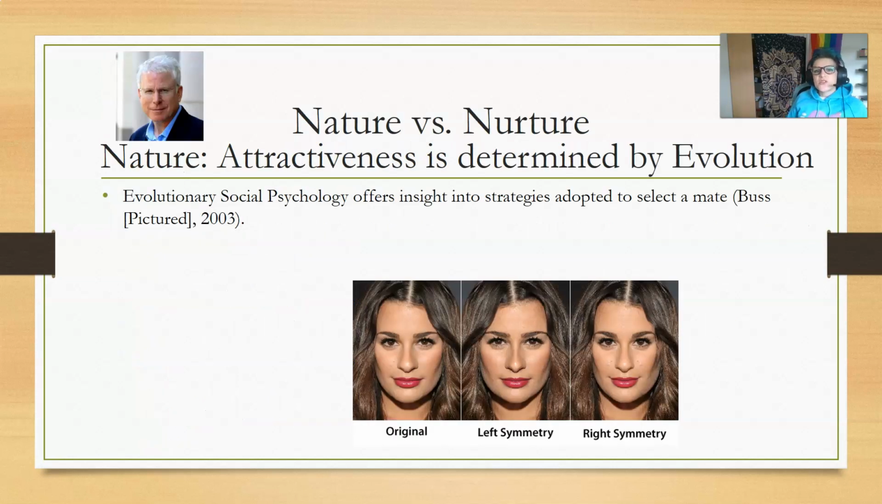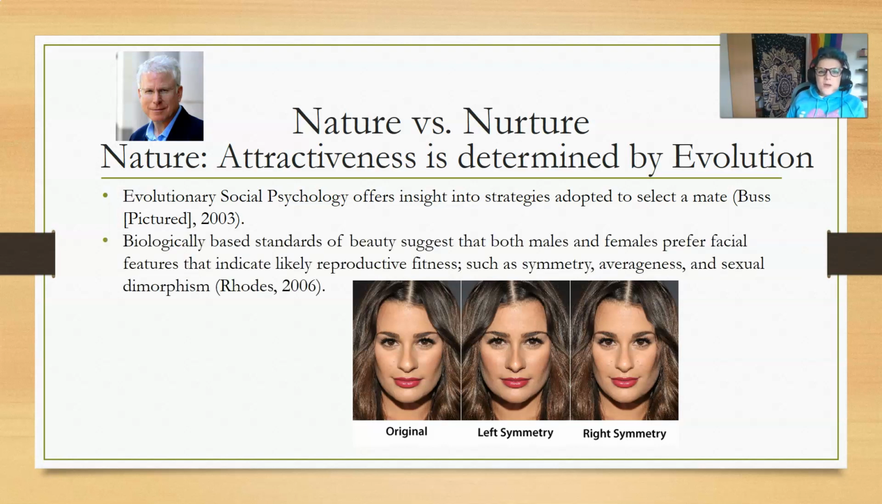Evolutionary social psychology offers insight into strategies adopted to select a mate. So basically, evolutionary social psychology helps us to understand what things people look for in a mate based on evolution. Biologically based standards of beauty suggest that both males and females prefer facial features that indicate likely reproductive fitness, such as symmetry, averageness, and sexual dimorphism.